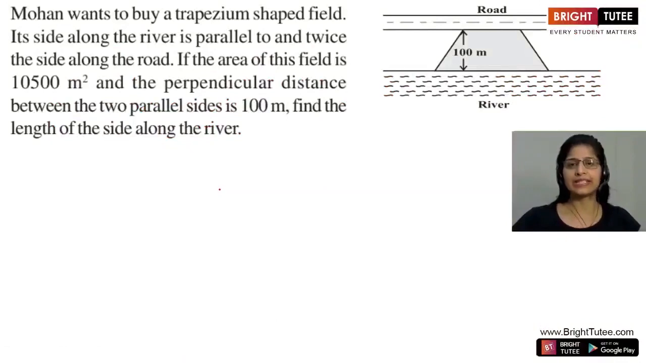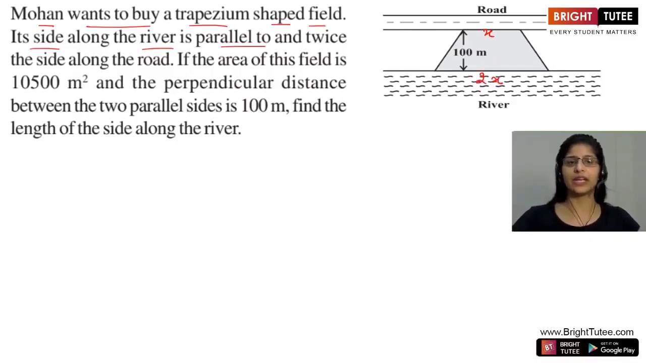Okay, here is another question, and it is saying Mohan wants to buy a trapezium shaped field, with a side along the river. You see, there is a trapezium shaped field, and on one side there is a road and on another side there is a river. So its side along the river is parallel and twice the side along the road. So let us suppose the side that is along the road is x. So the side along the river is 2x, because it is double to it.